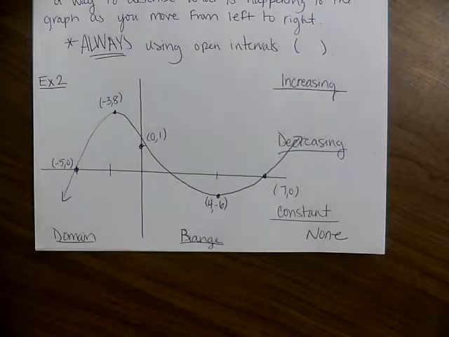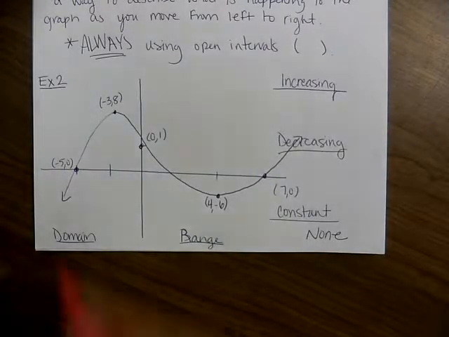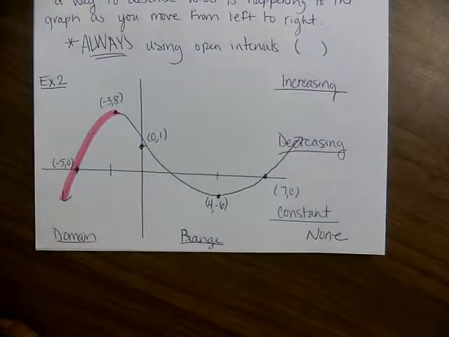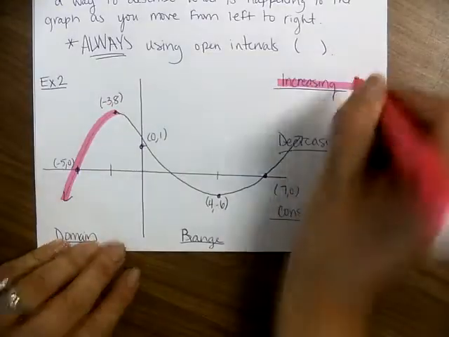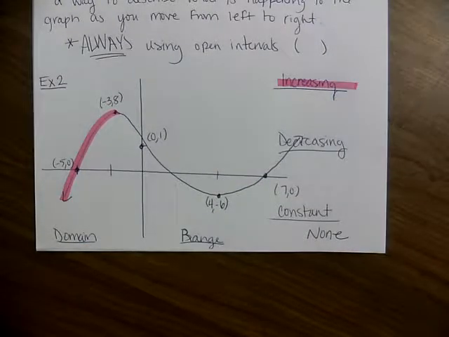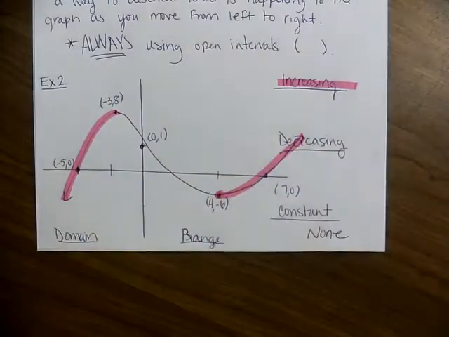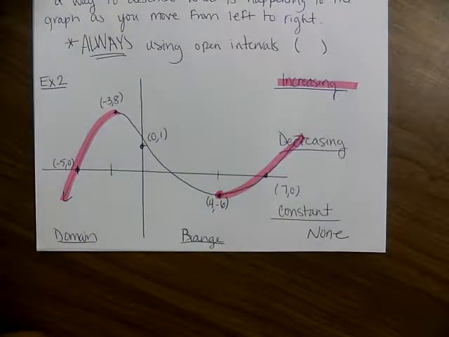Okay, so would you agree that this piece here is increasing? Right, because from left to right, it's rising. All right, so we're just going to color code that. And then, would you also agree from here on, it's increasing? Okay, so this is what we want to describe. We want to describe these intervals. When we do this, we need to make sure that we're using parentheses.